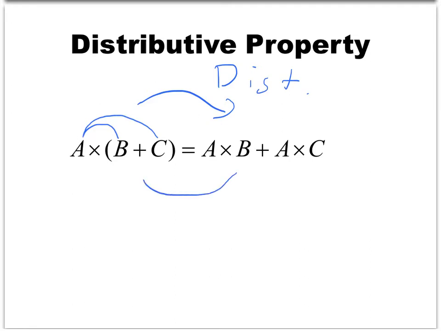Sometimes we can go the other direction. If I have a sum like this on the right and I want to factor out an A, I can do that, and when we do this we call it factoring. In this section we're going to use this idea of factoring to justify these divisibility tests.